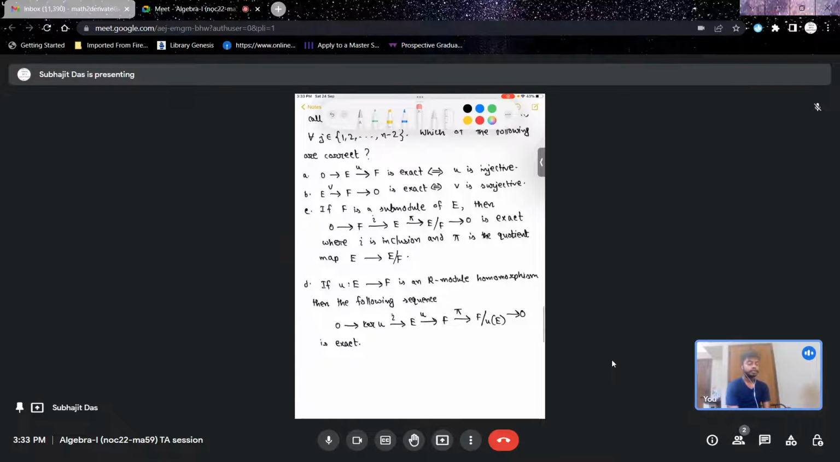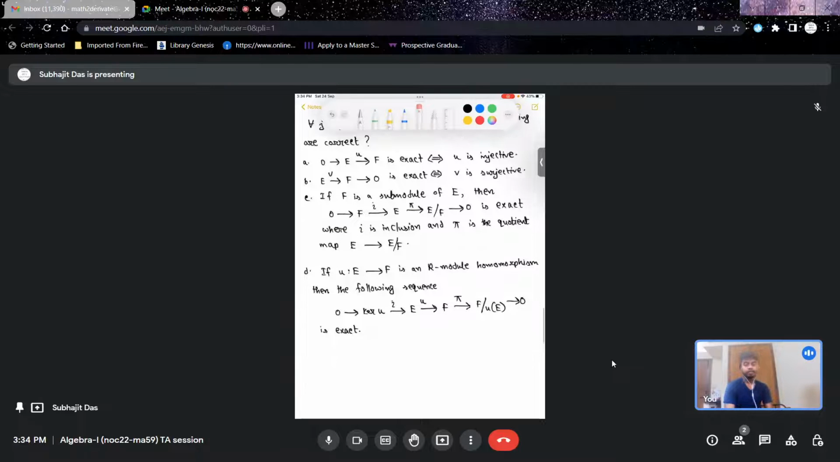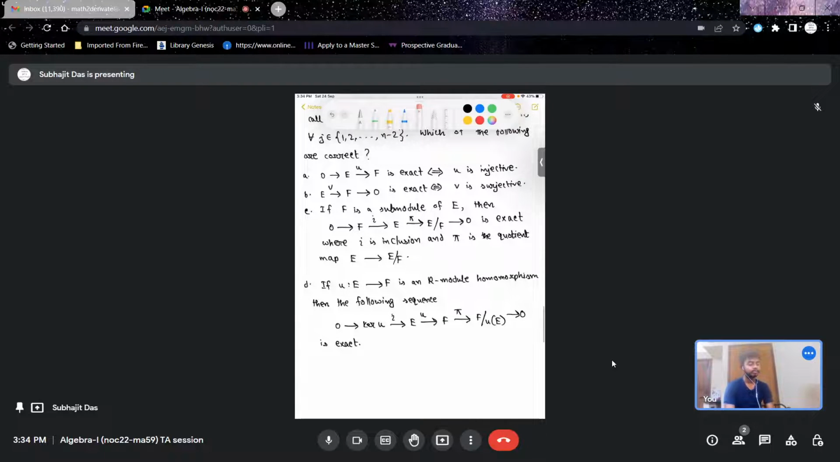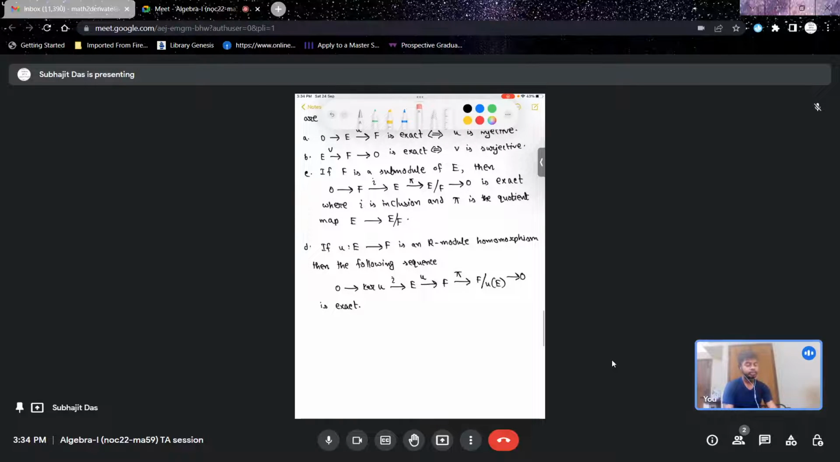So 0 to E is that unique map from 0 to E, which comes because 0 is an initial object, and in option B we have written a map F to 0, which is the unique map from F to 0, which exists because 0 is the terminal object. Anyways, this is just jargon for the time being. We don't need to get into all this. Let us just figure out which of the following statements are correct. So let's see.